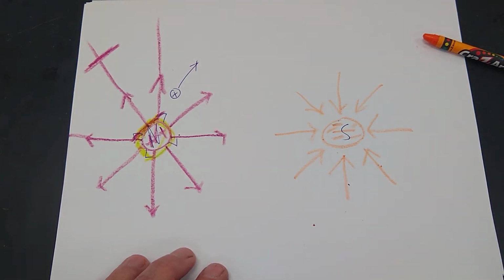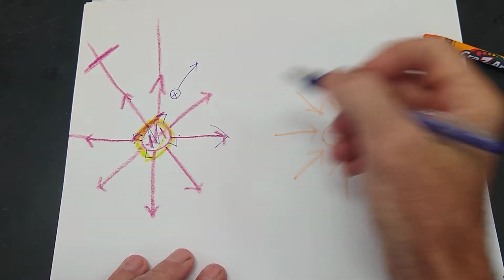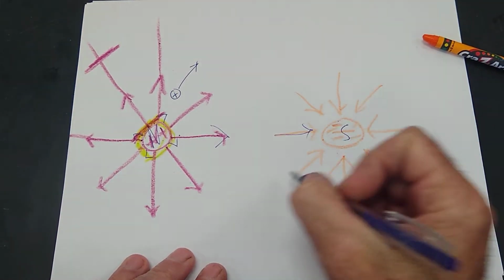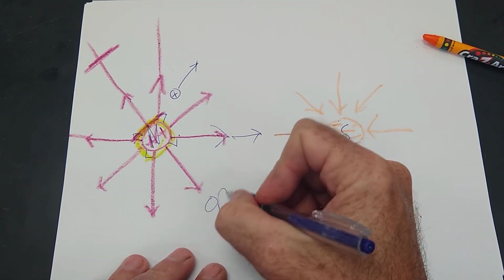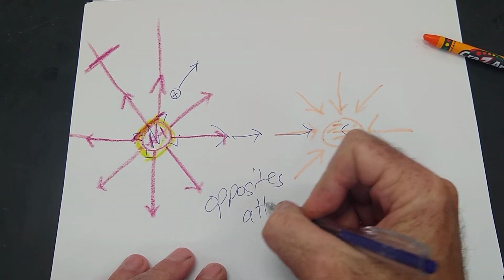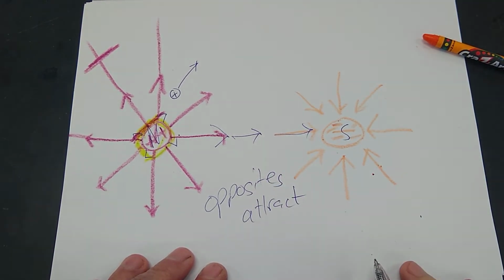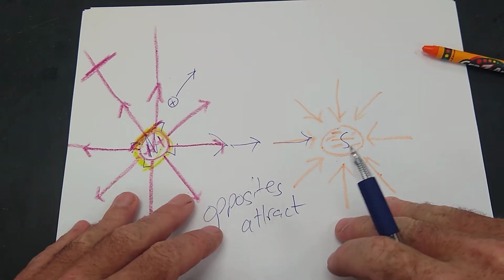And you know what? That kind of works like something. Look at these guys. If the arrows are going out of a positive charge and going into a negative charge, then these two objects will be attracted to each other. And we know very simply that opposites attract. Just like the north and south end of magnets, positive and negative charges attract each other, okay?